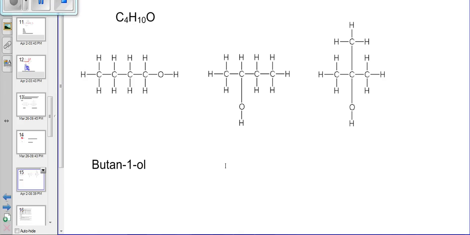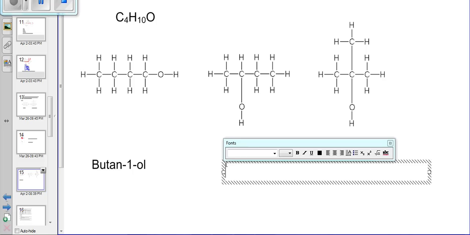If you look at the second isomer, again we've got 4 carbons in the line, but your OH is attached not to the first carbon, but to the second carbon. So we've got butan-2-ol or 2-butanol, maybe that's easier. And we could write the first one as 1-butanol, 2-butanol.